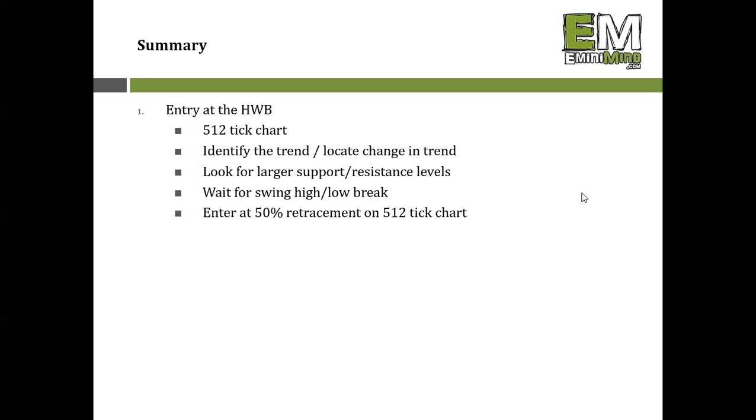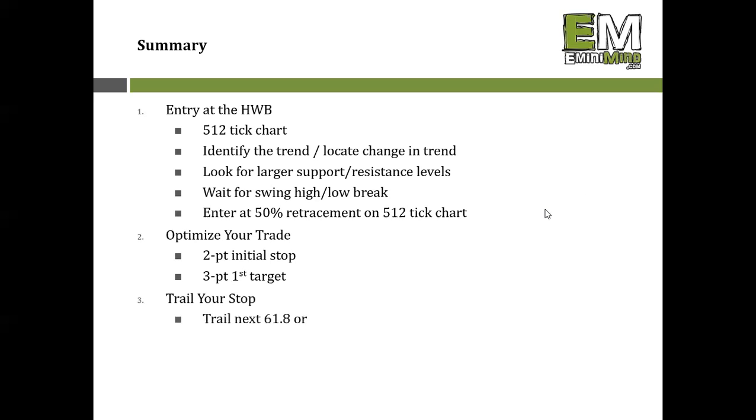So enter at the 50%, on the 512 tick chart. And then once you get in the trade for the ES, 2-point stop, 3-point first target, and then trail the second half of the position. And the 2 ways that you can do that are either trailing your stop by the 61.8, actually 3 ways. Trail the next 61.8, which is kind of nice for starting the trade, giving it the most wiggle room.